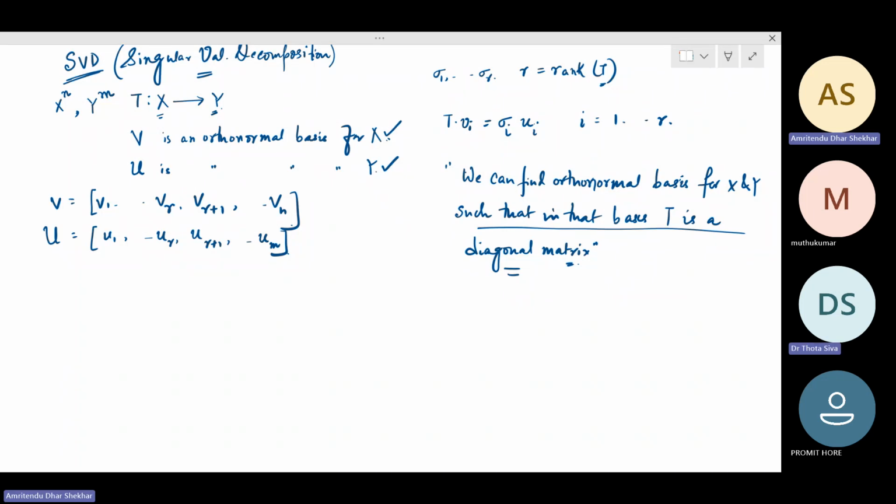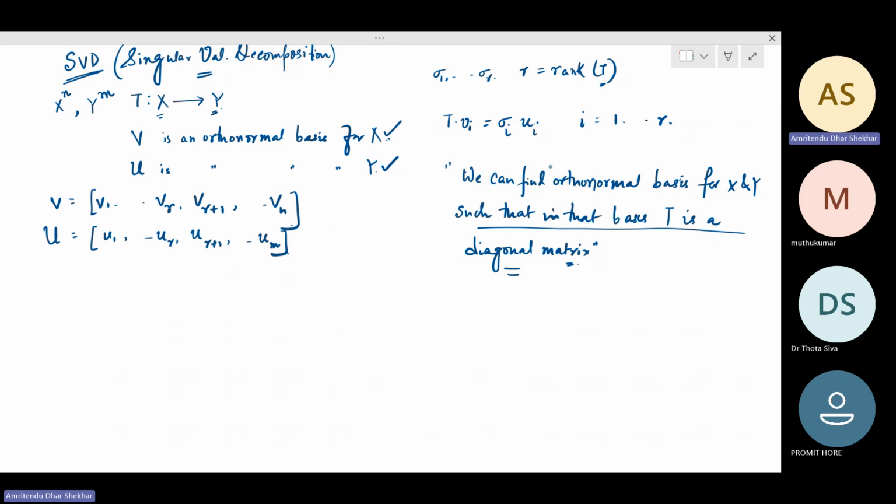Excuse me, Amrit. Yes. As you can find orthonormal bases for X and Y, is there any reason for considering this orthonormal basis so that T becomes a diagonal matrix? Are you asking for the reason? Yeah. No, I've not even proved it. I'm not giving a reason for how we can compute it. I'm just telling you the statement of SVD, and the statement of SVD tells us that we can.